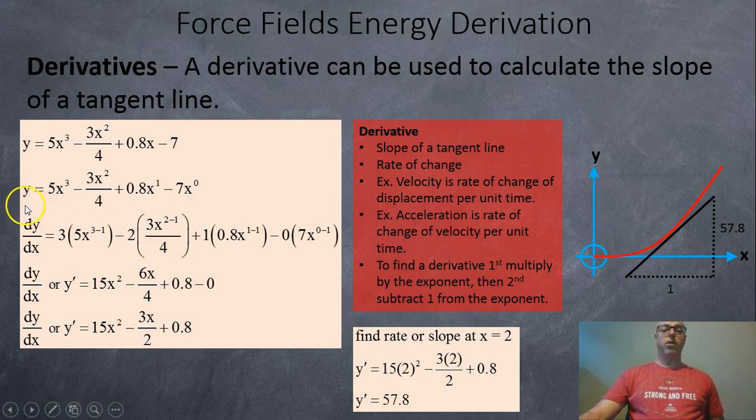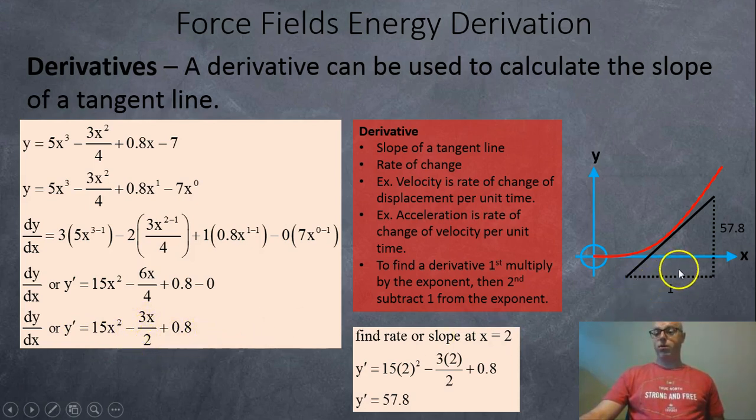And so one way to write the derivative, this is the change in y with respect to x, dy/dx. You can just write y prime, means the same thing. So we're going to get 3 times 5, 15, x squared. 2 times 3 over 4 is 6/4, or 3/2. X to the 1, or just x. And then we got 1 times 0.8 times x to the 0, or just 0.8. Subtract 0. And so the slope of the equation is 15x squared minus 3x over 2 plus 0.8.